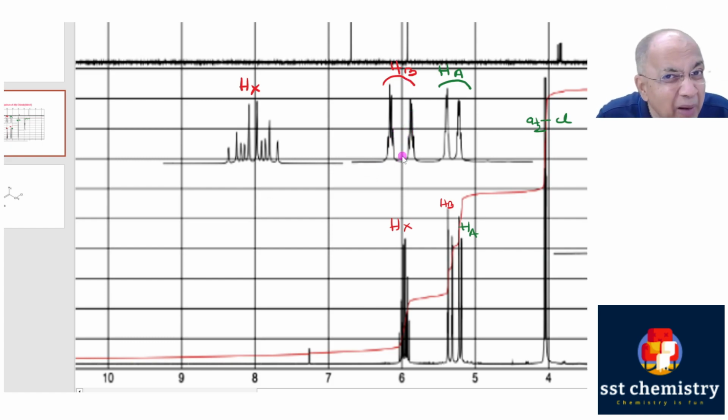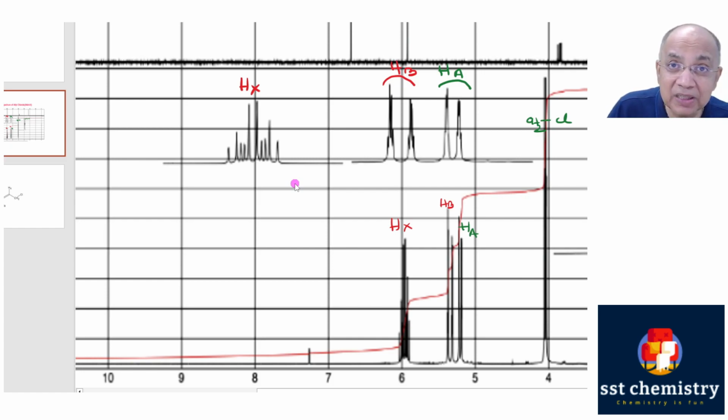And this, if you can minutely mark, is a doublet of quartets, DQ, because each one is a quartet, 1:3:3:1, 1:3:3:1. There is overlapping of lines, blurring of lines, because the J values are very close. And this peak for HA is also a doublet of quartets, DQ. Since the J value is small here, this is a very jumbled up quartet, 1:3:3:1, 1:3:3:1. This is also a DQ. And I will tell you this is a DDT, doublet of a triplet.